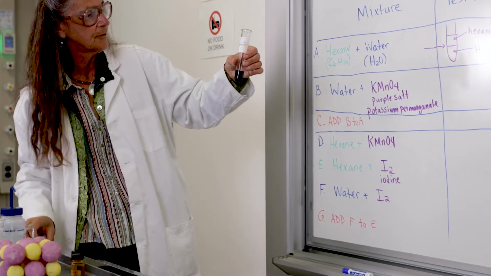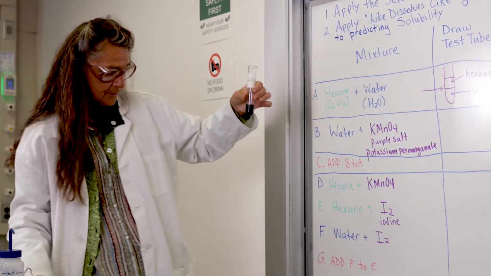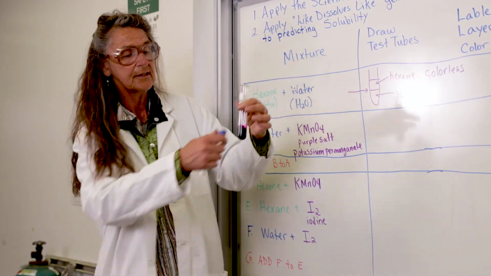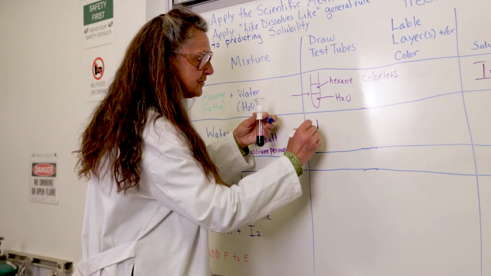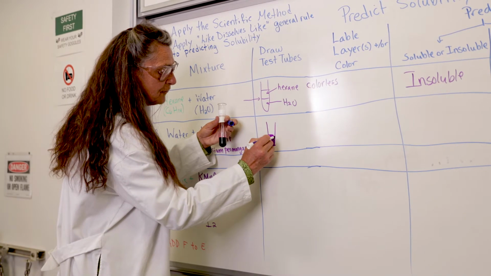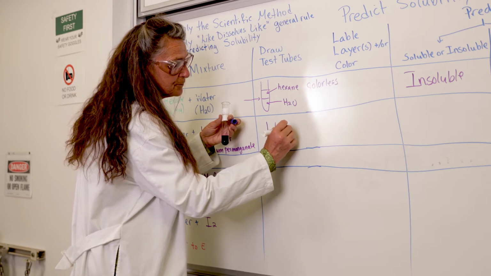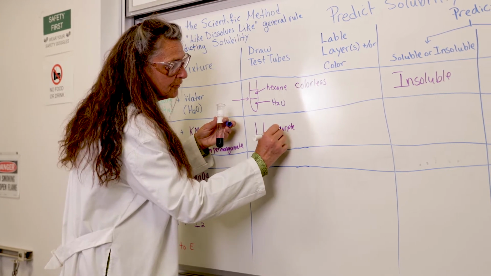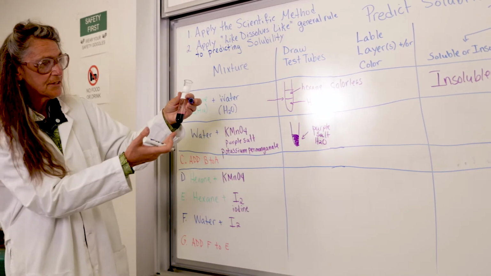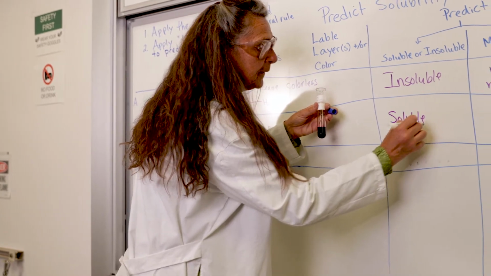Okay, so if you draw this test tube, what would it look like? How many layers does it have? It has one layer. So what this test tube looks like is it has a mixture of a purple solution, and that purple solution is purple salt water, right? So you would say that this is soluble, right?